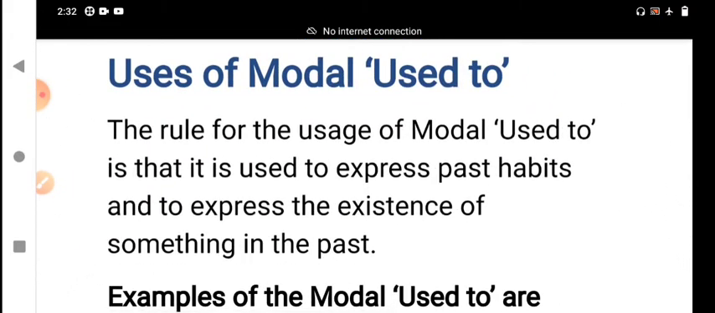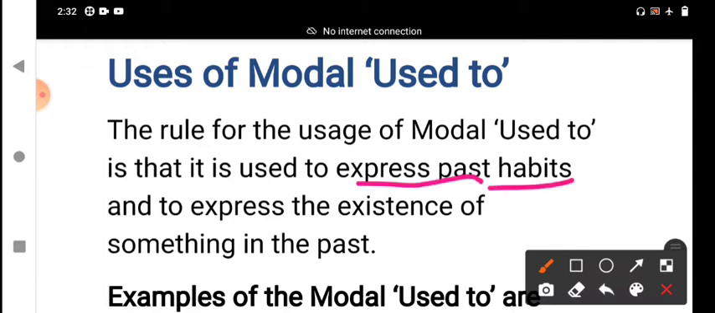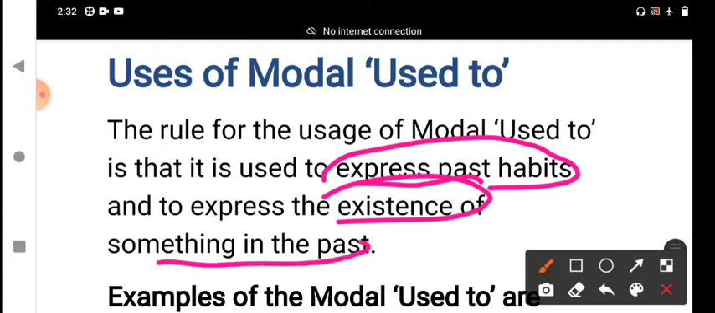In the introduction, the rule for the usage of the modal used to is that it is used to express past habits. This is more important. The main function of used to is to express past habits and the existence of something in the past. It gives information about past habits and the existence of something in the past. That is the introduction of used to.